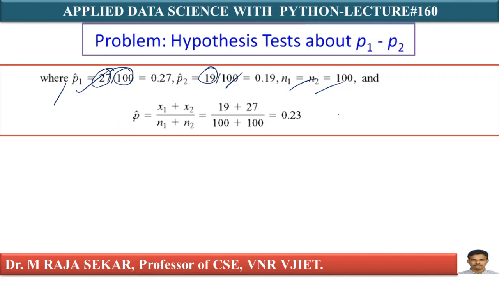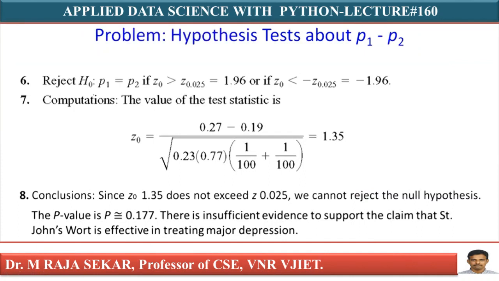What is this P cap? We already discussed this formula: x1 plus x2 by n1 plus n2. x1 is 19, related to placebo, and 27 is related to St. John's treatment. By the total of 200, that is 0.23, isn't it? What is my P cap value? 0.23. How can I calculate Z naught, as I discussed? P1 cap is 0.27, P2 cap is 0.19, P I already calculated as 0.23, and 1 minus P is 1 minus 0.23, that is 0.77, times 1 by n1 plus 1 by n2. If I calculate, I am getting 1.35, isn't it?